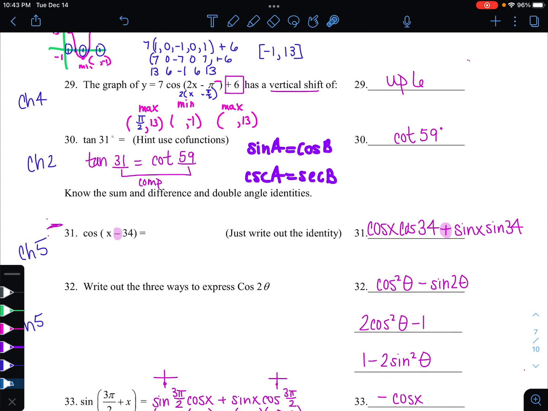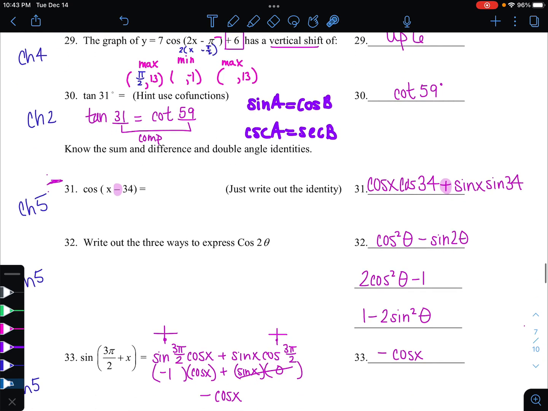Now, of course, what we were seeing more often were angle values that we could evaluate, so we could keep going further and simplify. But for this one, we're just practicing how to use the identity.